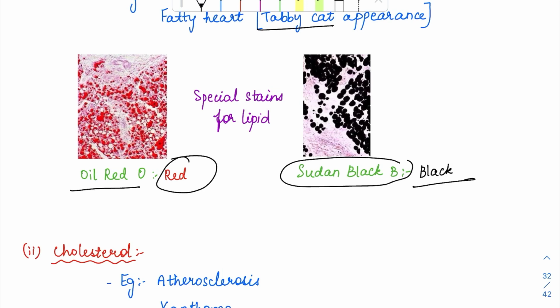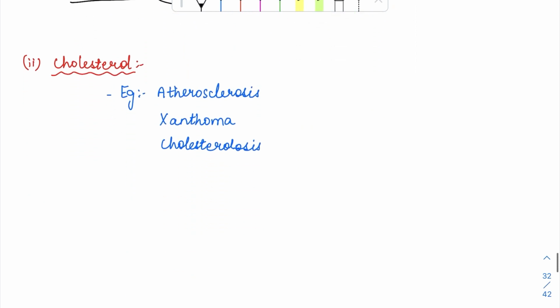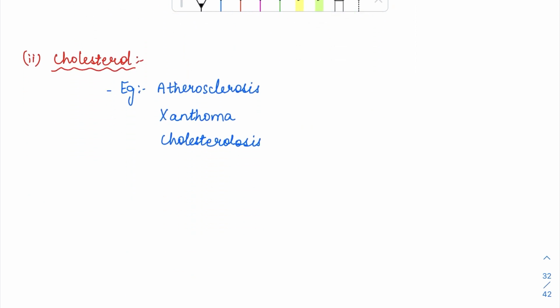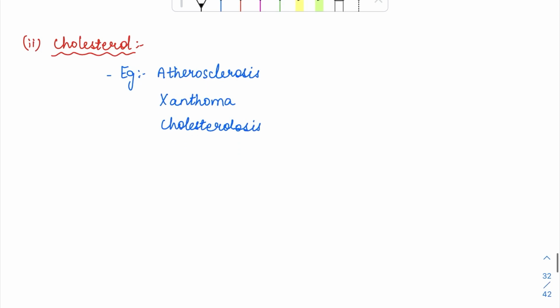Other examples in which cholesterol is deposited in the body: atherosclerosis. In the walls of the vessel, you can see the atherosclerotic plaque, right? This plaque consists of cholesterol-laden macrophages. Then xanthomas. In elderly people, you can see yellow colored plaques underneath the eyebrows. These are xanthomas. On microscopy in xanthomas, there is going to be the presence of dermal macrophages filled up with cholesterol.